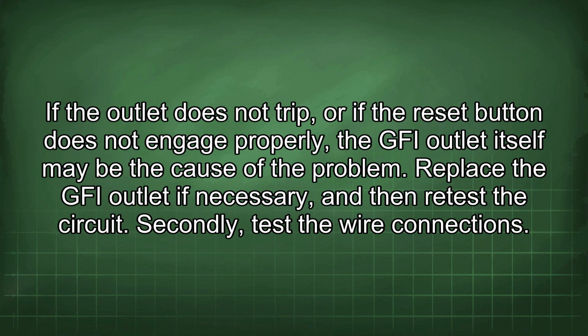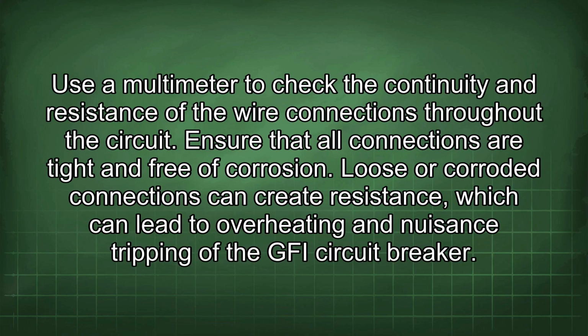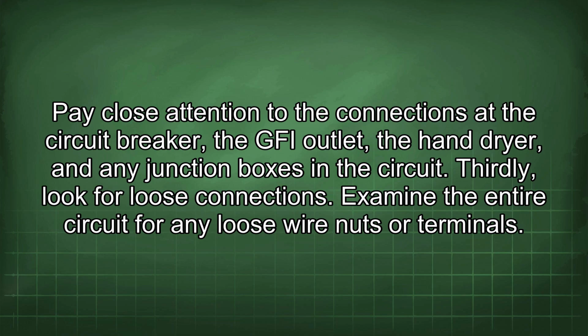Secondly, test the wire connections. Use a multimeter to check the continuity and resistance of the wire connections throughout the circuit. Ensure that all connections are tight and free of corrosion. Loose or corroded connections can create resistance, which can lead to overheating and nuisance tripping of the GFI circuit breaker. Pay close attention to the connections at the circuit breaker, the GFI outlet, the hand dryer, and any junction boxes in the circuit.